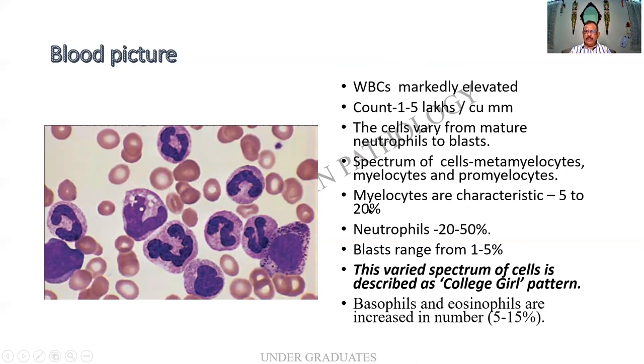Myelocytes can be somewhere between 5 to 20, neutrophils 20 to 50, and blasts, we are interested in this one. Myeloblasts are usually between 1 to 5%. Since we are seeing an entire spectrum, it is called a college girl pattern. Also in CML, basophils and eosinophils are all increased in number. That is because it is a stem cell disorder.